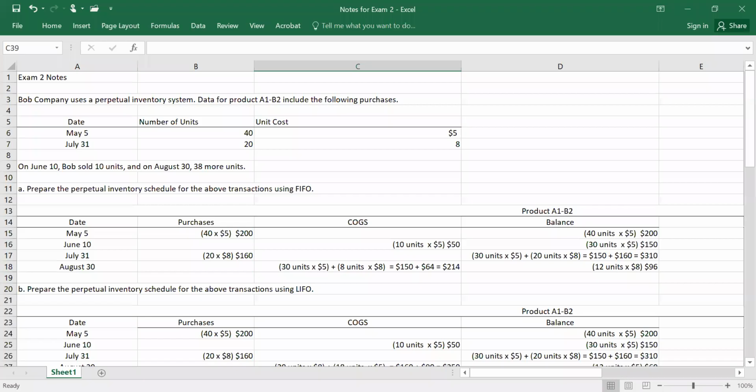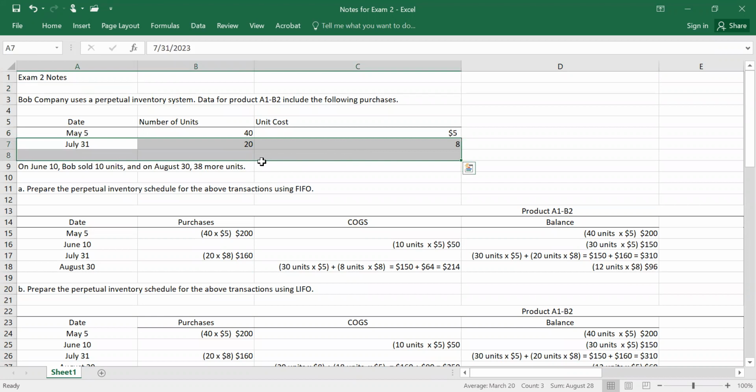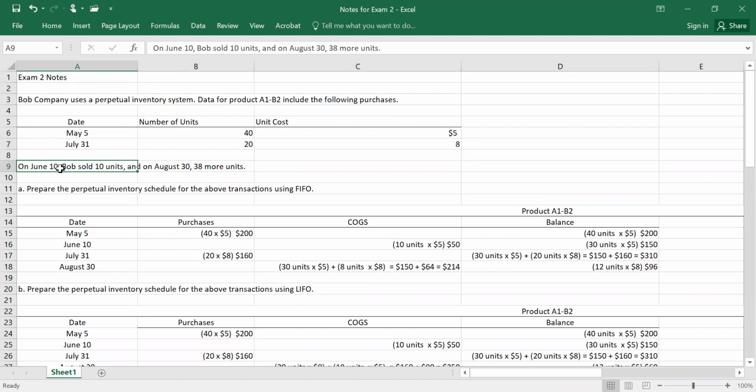So for this first problem, we're told Bob uses a perpetual inventory system, data for, and I'm calling it product A1, B2, include the following purchases. We have a May 5th purchase and a July 31st purchase. May 5th, purchase 40 units, cost per unit $5. July 31st, purchase 20 units, cost per unit is $8. On June 10th, we're told Bob sold 10 units. On August 30th, Bob sold 38 units. So first we want to prepare a perpetual inventory schedule for the above transactions using FIFO.